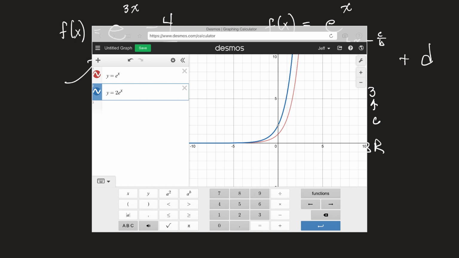So all y values of the red one are being multiplied by 2. You can see that right here, that's at 1. Well, that's white, you can't see that. Right there, that's at 1, and on the blue graph, it's popped up to 2. So all the y values are doubled.